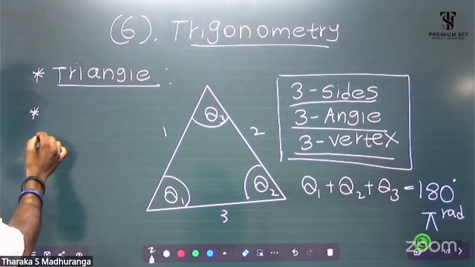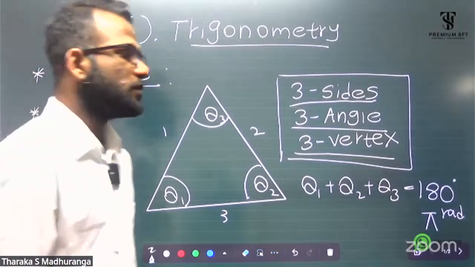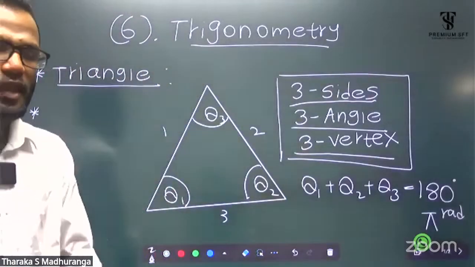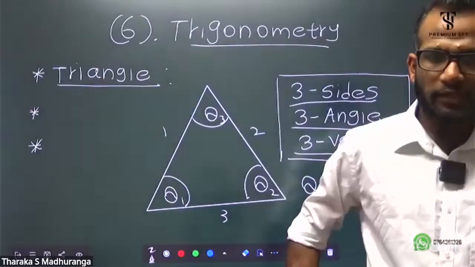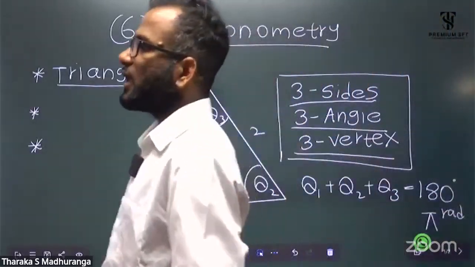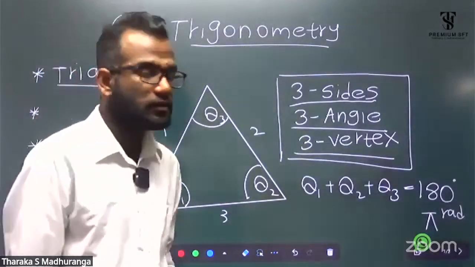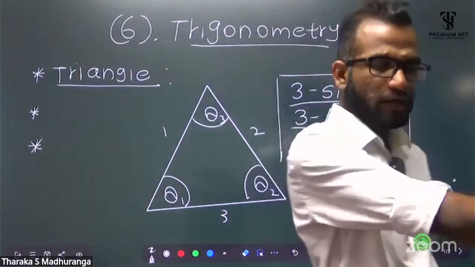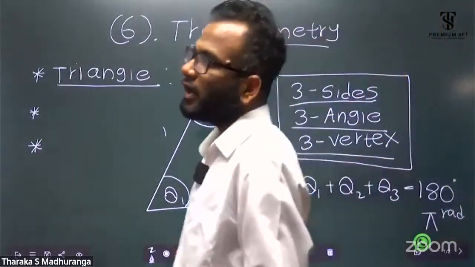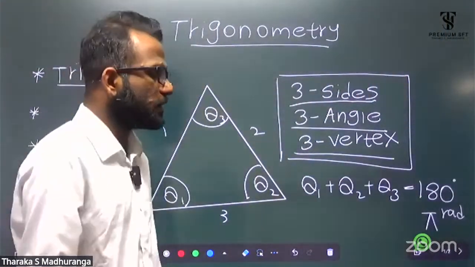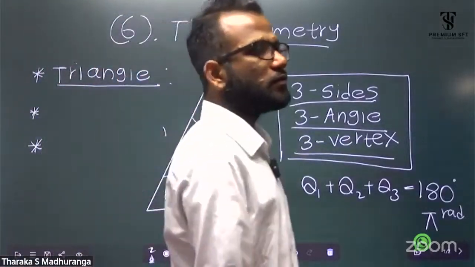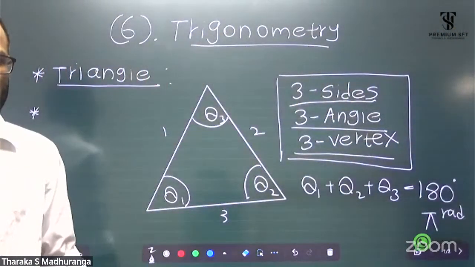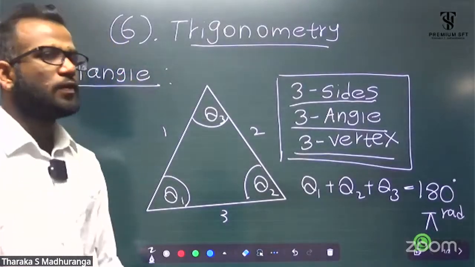Second point. The summation of internal angles of any triangle is 180 degrees, within brackets pi radians.